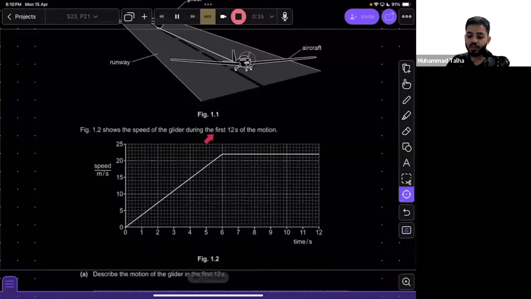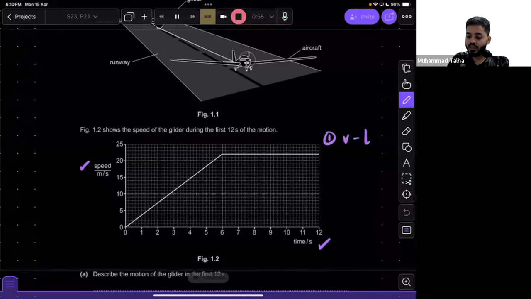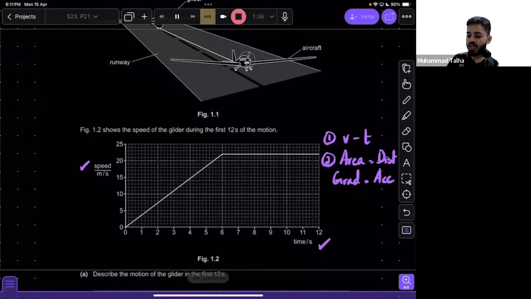1.2 shows the speed of the glider during the first 12 seconds of the motion. Whenever faced with a kinematics graph, these are the steps you should take, because this is the most foolproof method. First off, you must always observe what the axes of the graph are. So this in particular is a speed-time graph. In your syllabus, it could only be a distance-time or a speed-time graph. Once you have identified that, you need to write down its features: what is the area, what is the gradient, generally speaking. I don't want you to calculate it just right now. The area of this graph is the distance, and the gradient here is acceleration.